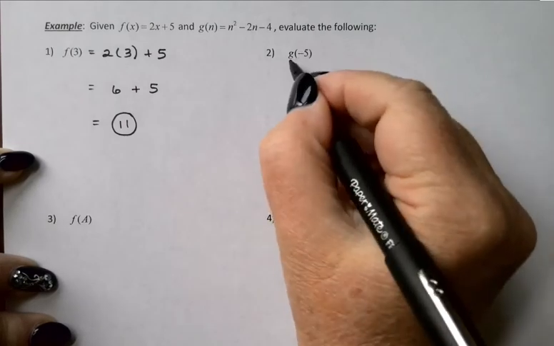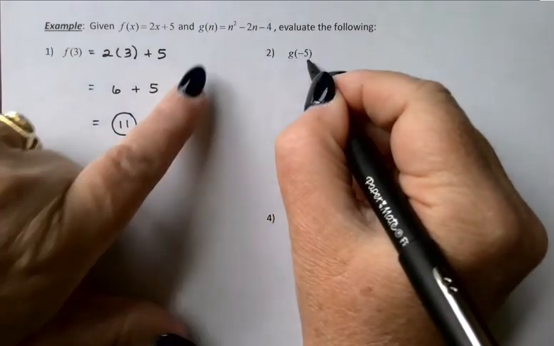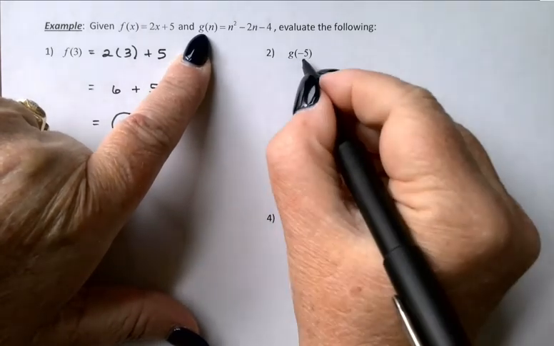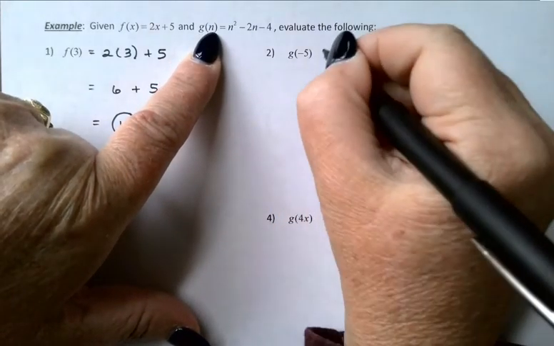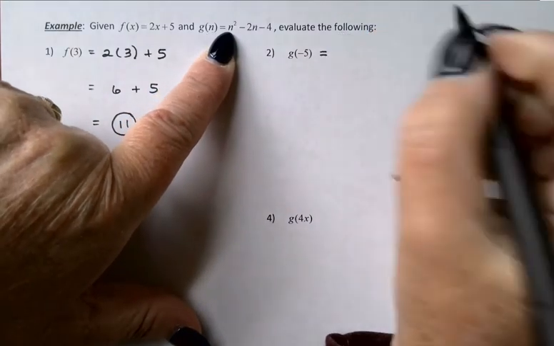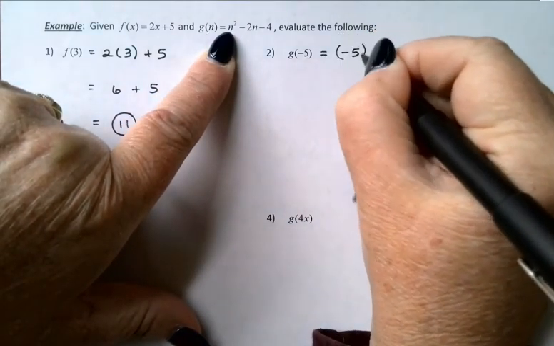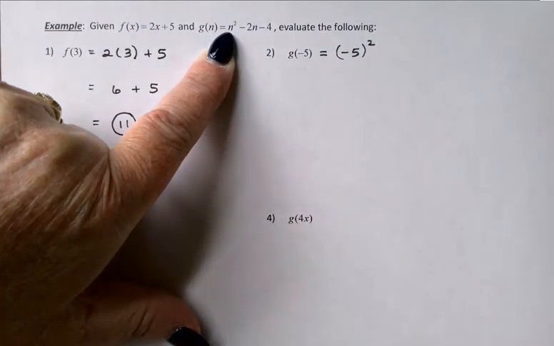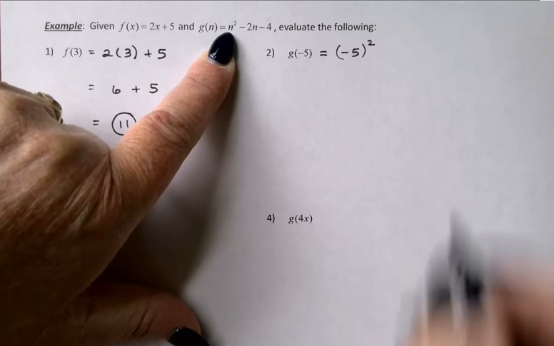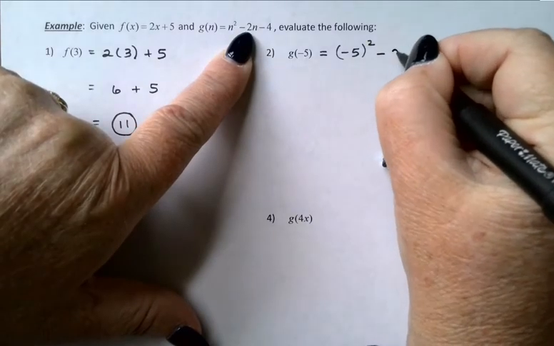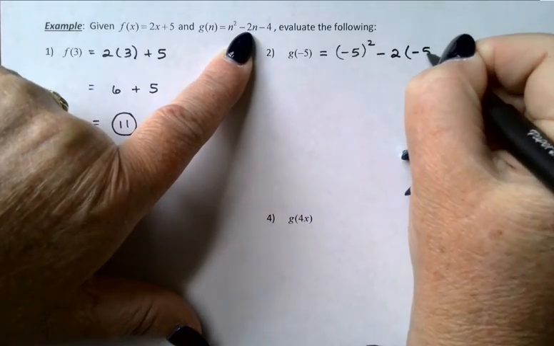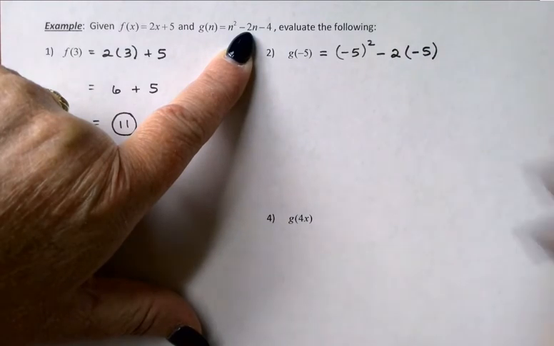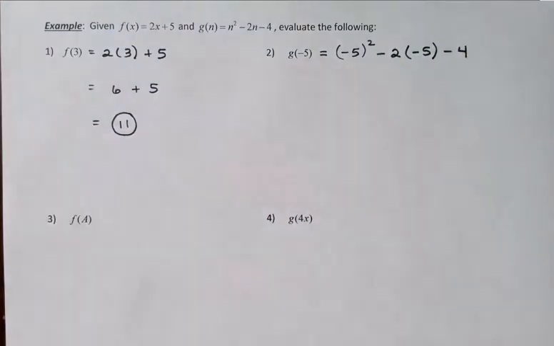In number 2, I want g of negative 5. So I go to my g function, and I replace the n with negative 5. So first of all, this n becomes negative 5 squared. And you'll notice that I did put the negative 5 in parentheses. That's really important when you're substituting a negative number. It's always best to put it in parentheses so that you don't get the negative separated from the value of the number itself. All right, minus 2 times n, there's that n again. So I'm replacing with my negative 5 in parentheses, minus 4.